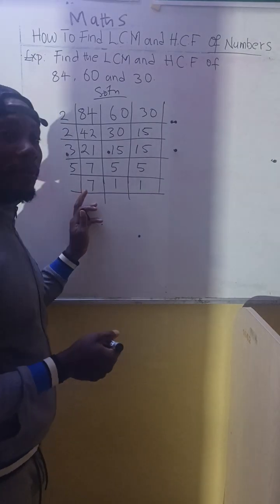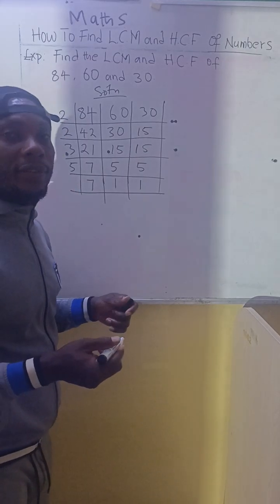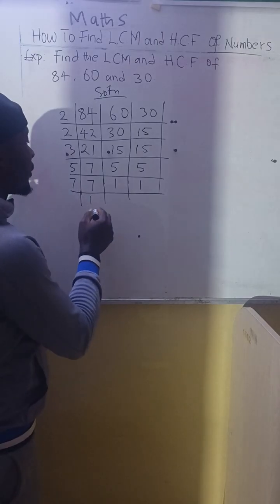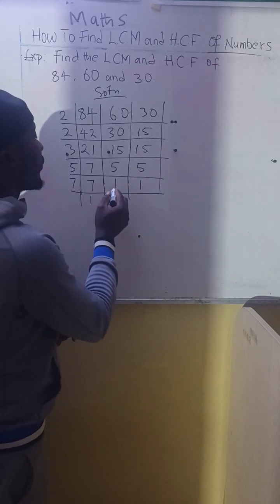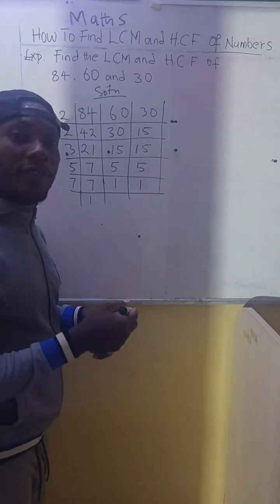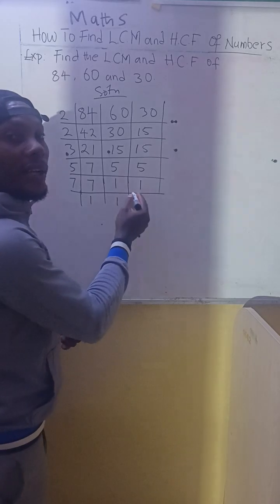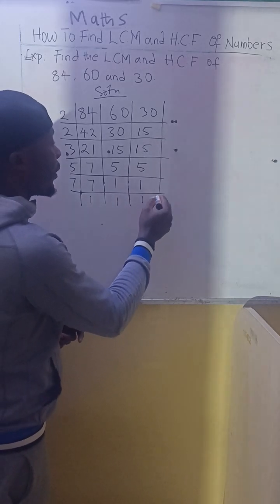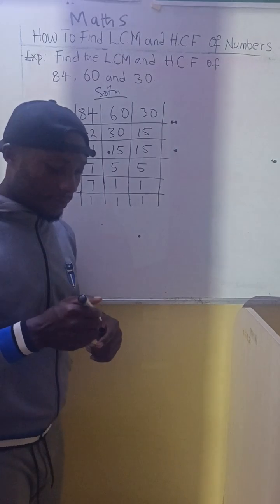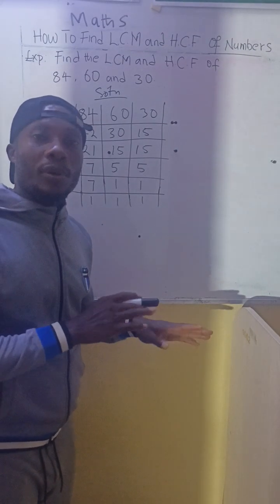Now we have only one prime number, which is 7. So we'll now use 7. 7 divides 7 is 1. 1 divided by 7, it can't, so we bring down the 1. 7 divides 1, it can't, so we bring down the 1. Now that all of them are 1, we will say we have come to an end.